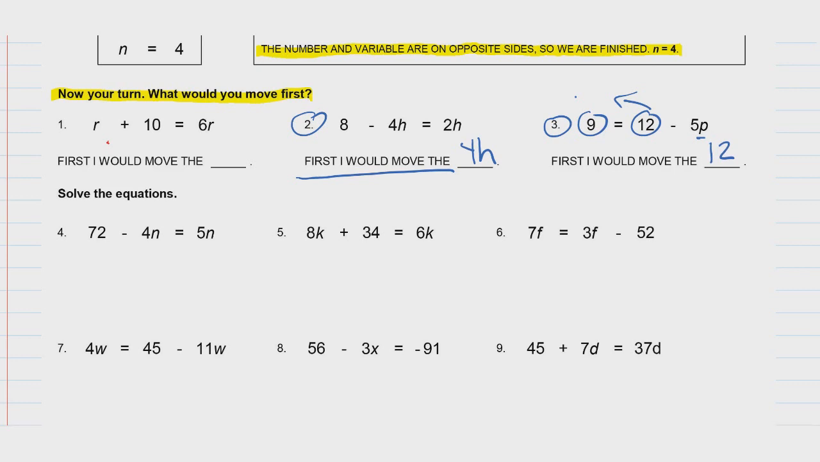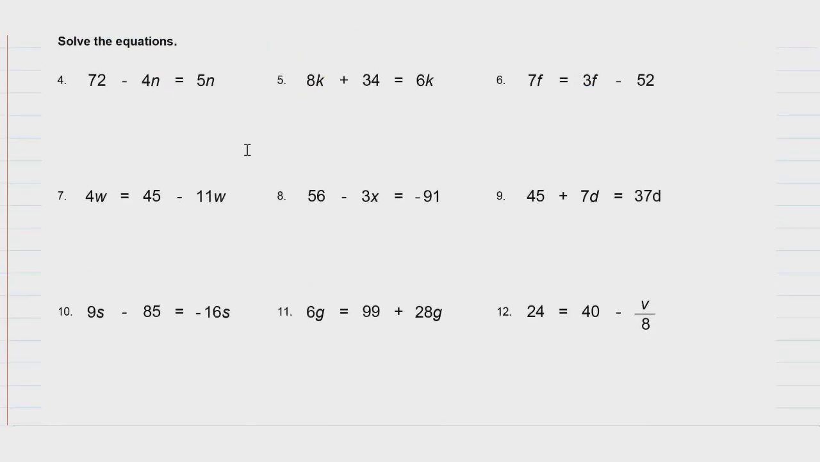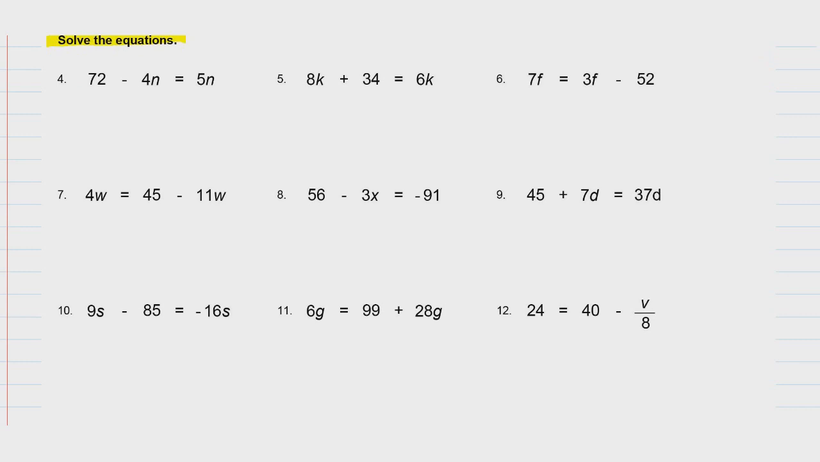Let's move on to problems 4, 5, 6, 7, 8, 9, 10, 11, 12. The directions say solve the equations. Let's take a look at problem 4. We have 72 minus 4n equals 5n. Well, I should not move the 72 to the other side because all you're doing is joining it with another variable, and that does not help. And we don't want to move the 5n over here because now we just piled everybody onto one side.